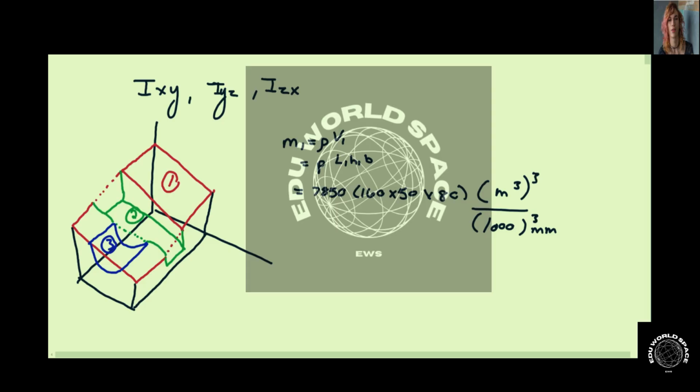And we need to convert this. We have 1,000 millimeters, which is going to be cubed, and this is cubed. So we get 5.024 kilograms for that. And we have to do the second one as well.